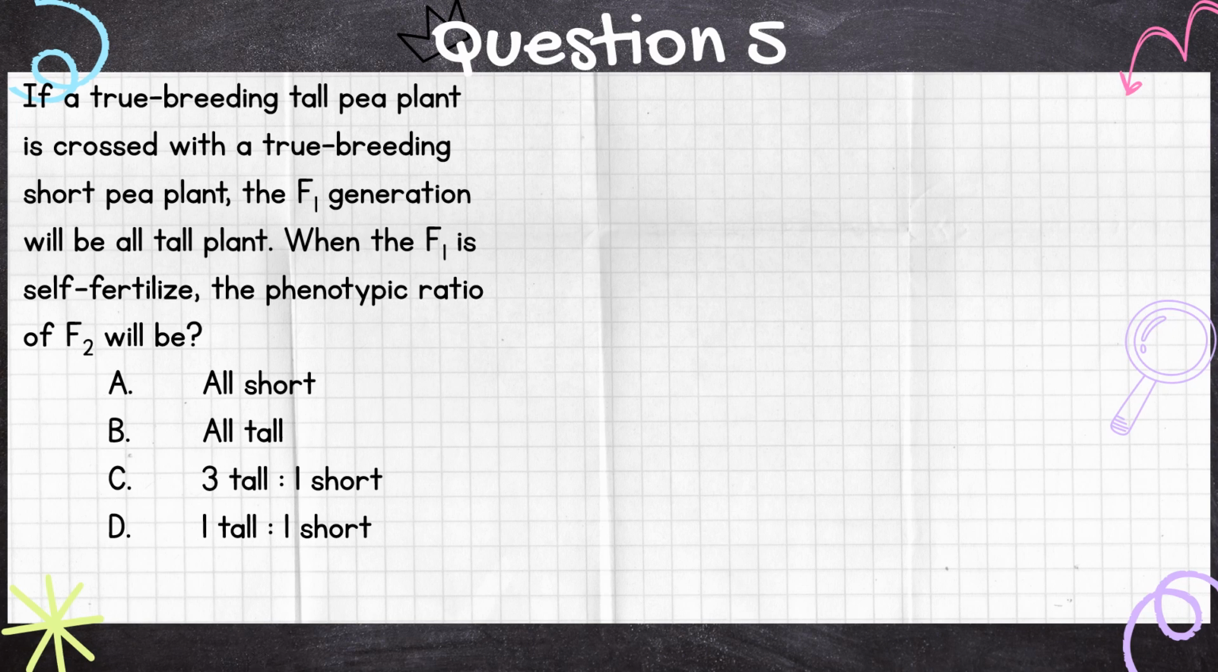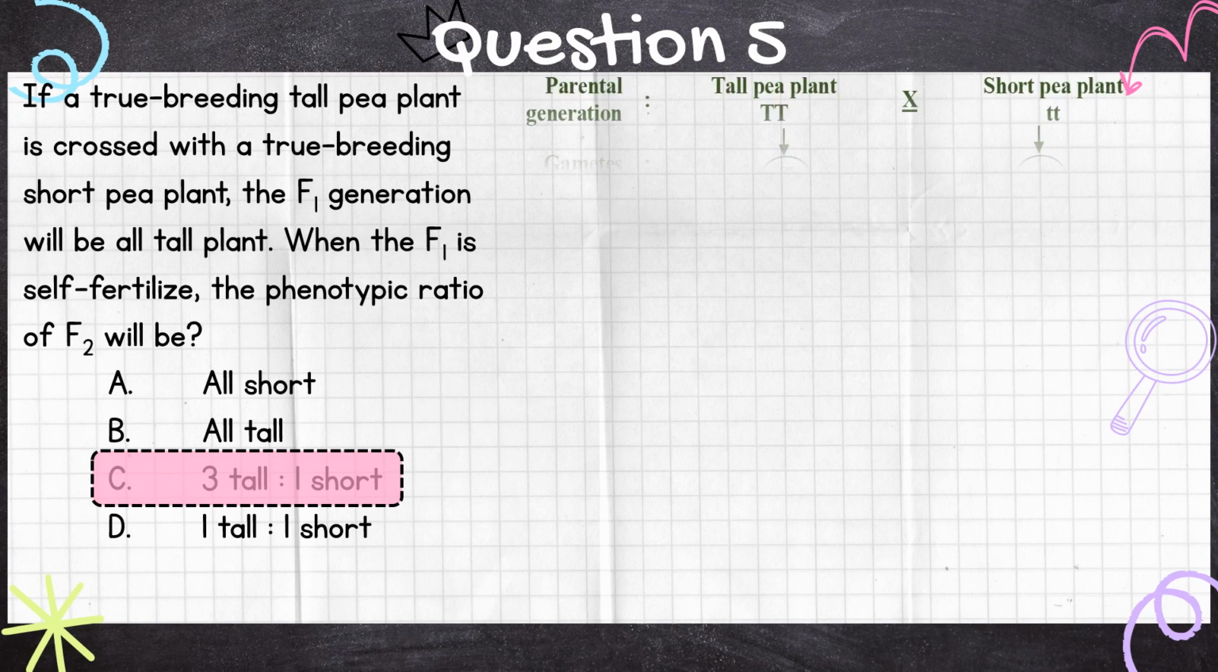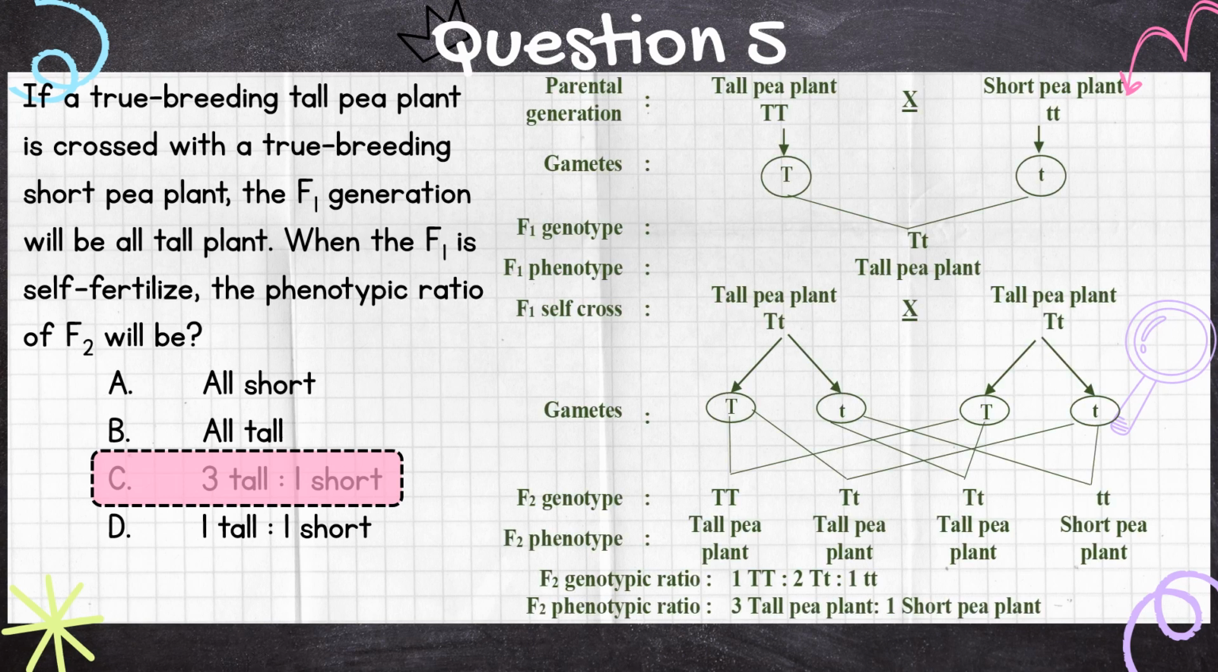Question 5. If a true breeding tall pea plant is crossed with a true breeding short pea plant, the F1 generation will be all tall plants. When the F1 is self-fertilized, the phenotypic ratio of F2 will be, the answer is C, 3 tall and 1 short pea plant. This is based on the genetic diagram shown on the right.